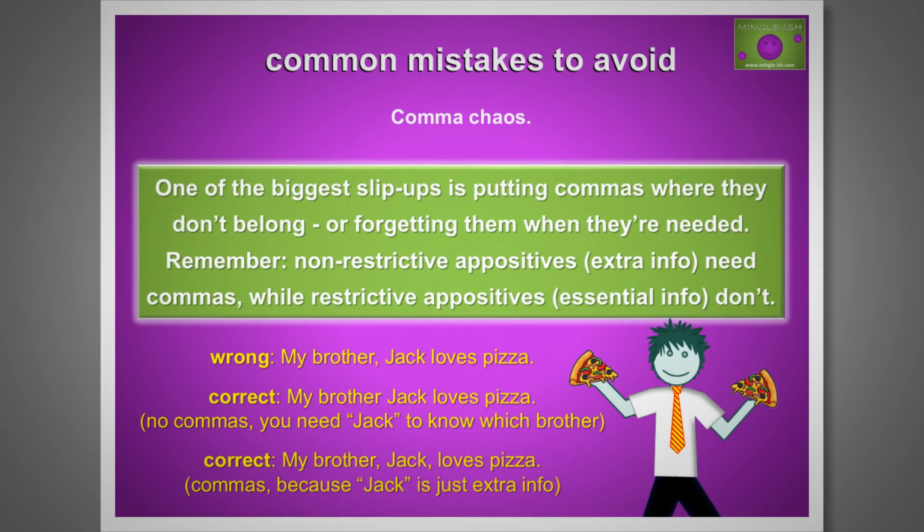Let's see some common mistakes to avoid. Firstly, comma chaos. One of the biggest slip-ups is putting commas where they don't belong, or forgetting them when they're needed. Remember, non-restrictive appositives need commas, while restrictive appositives don't. "My brother, Jack, loves pizza" is wrong. "My brother Jack loves pizza" is correct. No commas, you need Jack to know which brother. "My brother, Jack, loves pizza" is correct. Commas, because Jack is just extra info.